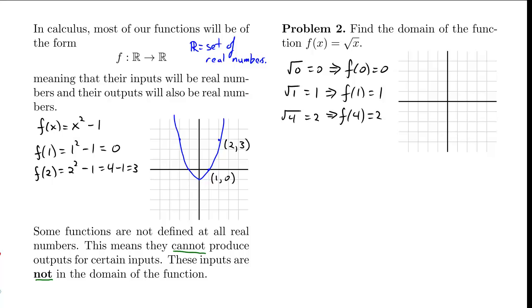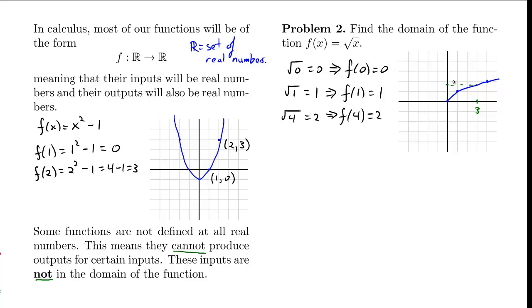We can plot these points, (0, 0), (1, 1), (4, 2), all on our graph of f. Any positive real number has a square root, as you can see by filling in this graph. The square root of 3 is found by looking at the height of this graph above x equals 3. You can see that the square root of 3 is somewhere between 1 and 2.